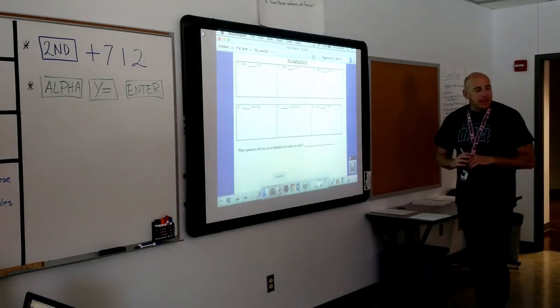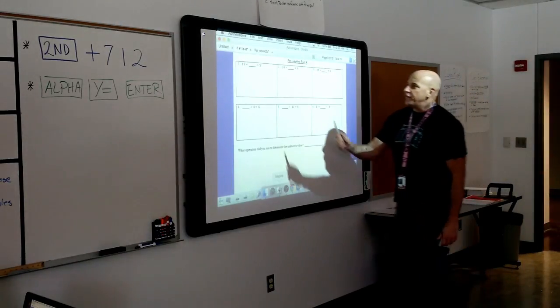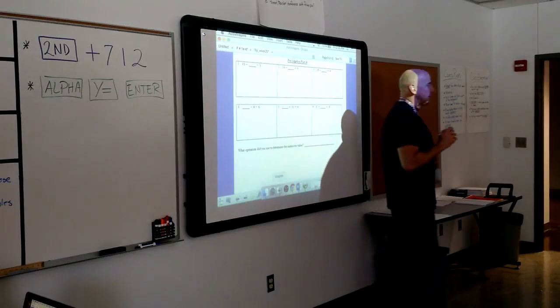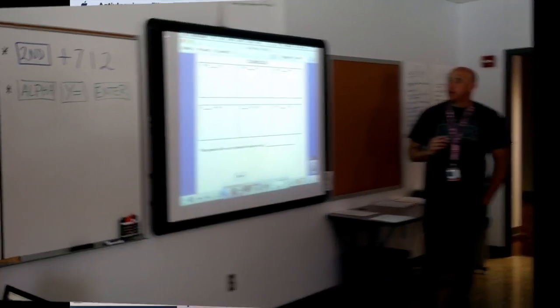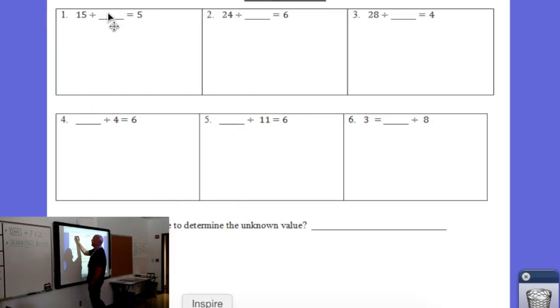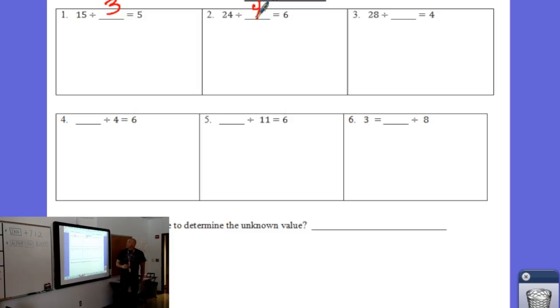Okay, so let's kind of think out loud. 15 divided by what will give us 5? 3. Right, 3. Alright, now watch. Let's go in reverse. 5 times 3 is 15. Very important. 24 divided by what is equal to 6? 4. Right? And again, 6 times 4 is 24.